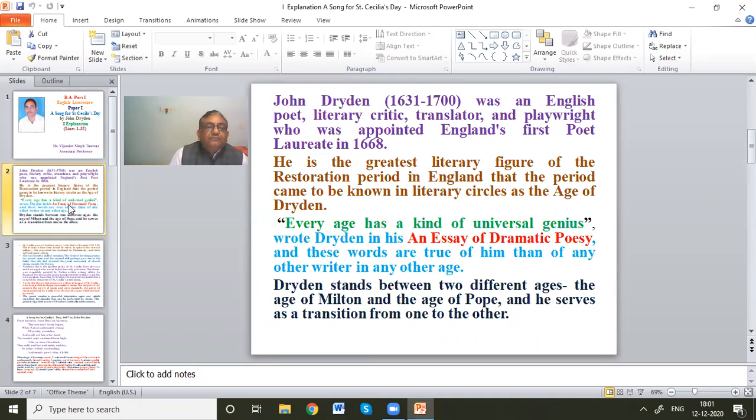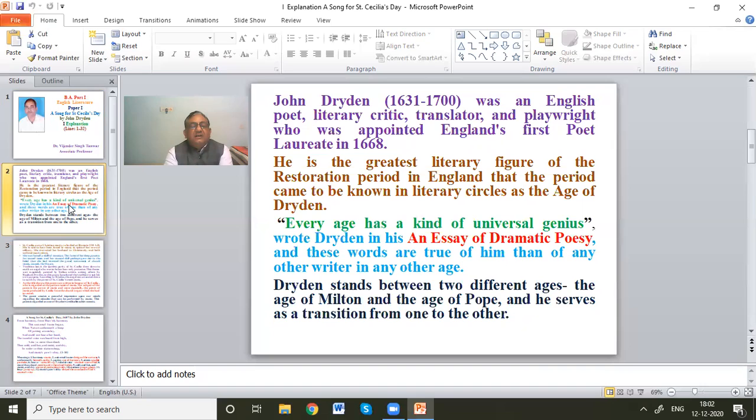The poet is John Dryden. John Dryden was born in 1631 and died in 1700. That is, he lived during that span in the history of England when the monarchy was abolished for 12 years, from 1648 to 1660. There was no monarchy in England.